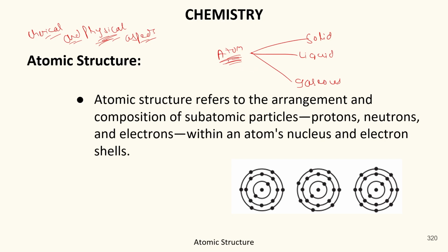Okay? If atom is common in all of them, it is common in solid, it is common in liquid, it is common in gases, then how are these things different in their physical and chemical aspects? Okay? So we will discuss this in our upcoming lectures. Till then, just remember that atom is the basic thing in every form, whether it's solid, liquid or gaseous. Got it? So here we have come to know that the atom is a very important thing.